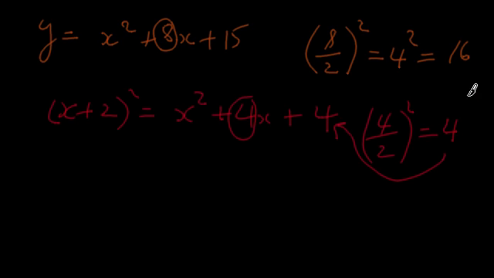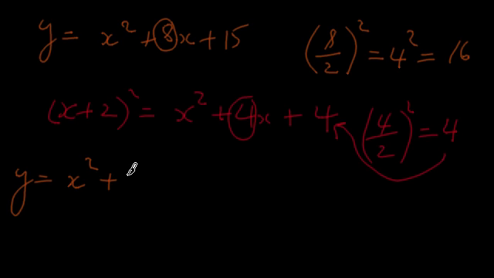And so what I'm trying to do when I complete the square is to rewrite this quadratic function and get the first 3 terms as a perfect square. I'm doing a little bit of a trick. What I did was I took 8, divided it by 2, and got 4, squared it, and got 16.